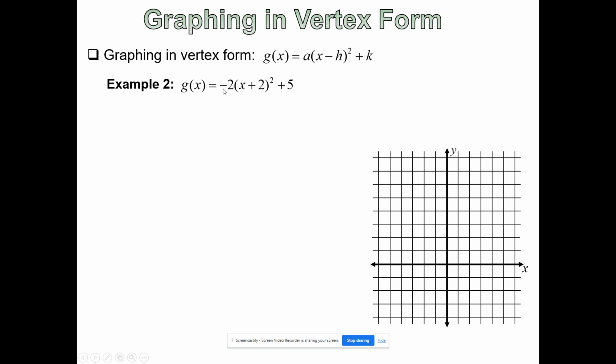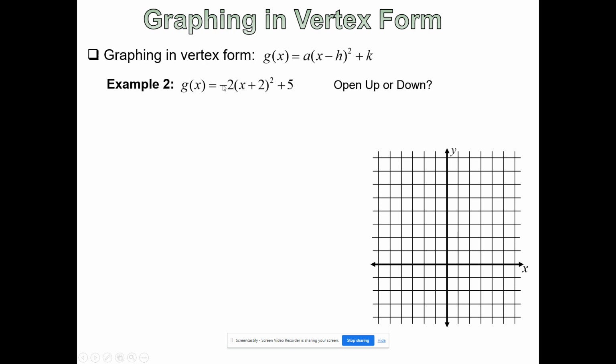All right, so now let's look here at function g. So we have a lot of stuff going on here. We now have a negative. We now have a 2. So this is going to flip it. It's going to reflect it, and it's going to be opening down. And then that 2, since it's bigger than 1, it's going to make the parabola more narrow. Okay, and then we are translating to the left 2, and we're translating up 5.